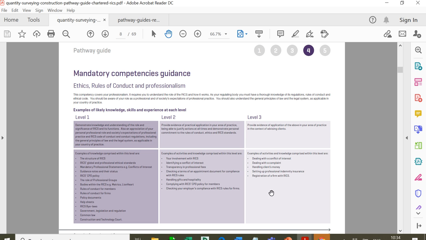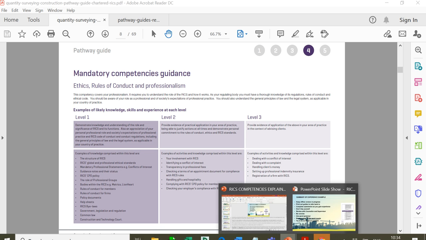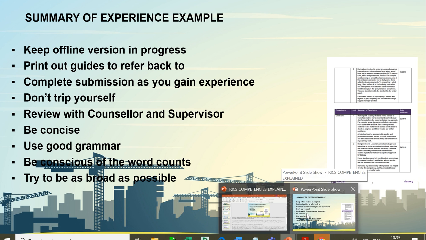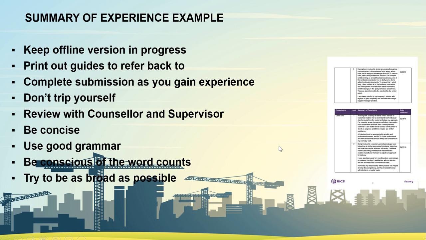So again, I think the candidate in question here has done a really good job populating their submission and then sense checking that experience back against the RICS mandatory competencies guide. So you can see as a process there just how important it is to have those guides in place so you can refer back to them and list out examples of your experience and how that fits into the RICS competencies.